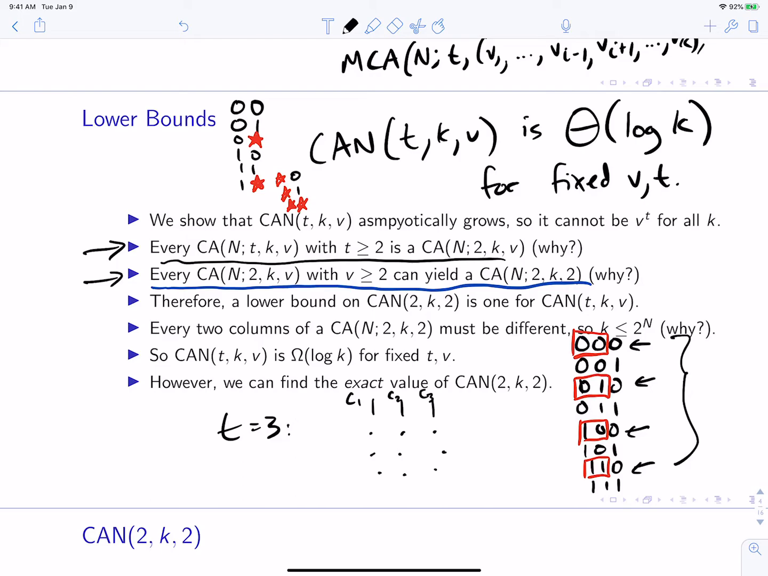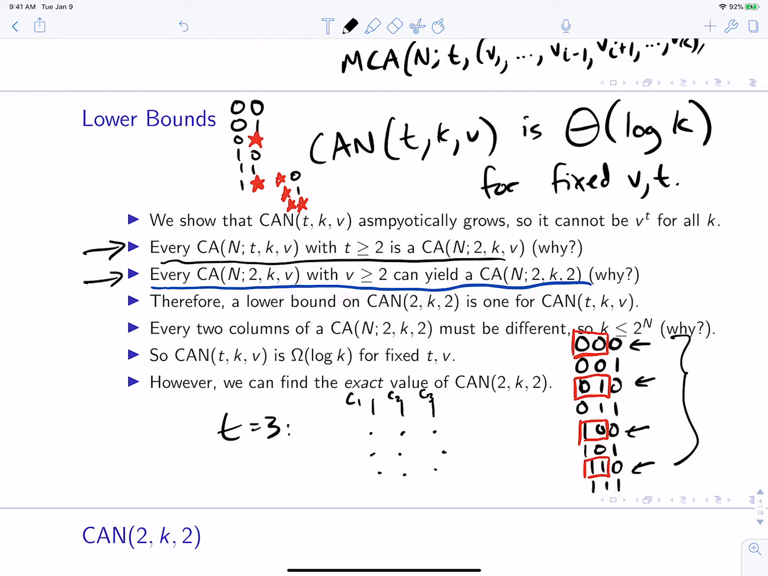Well, if t is at least 2, then I can pick any 2 columns. Then every interaction in those 2 columns must appear, because every interaction in the t columns appeared, since it was a covering array before. So if I take t to be at least 2, and just pick 2 columns out of the original t, all of the interactions in those 2 columns must appear. So that means that if I have a covering array of any strength at least 2, the same array is one of strength 2. And this little example in the bottom right illustrates this.